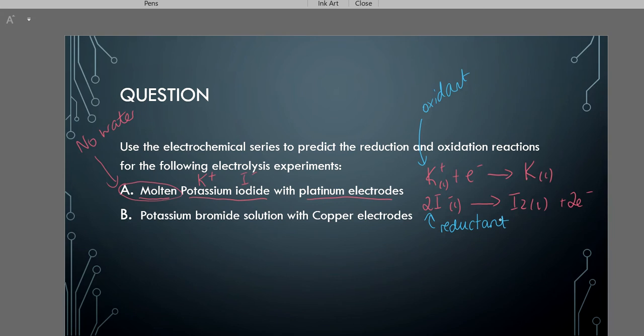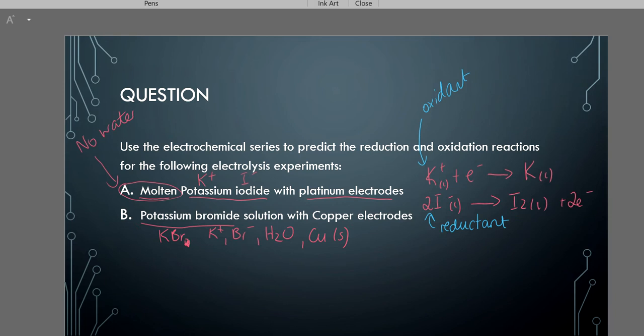Have a look at the next one: potassium bromide solution with copper electrodes. We have KBr solution, so we have potassium ions and bromide ions in a solution of water, and we also have copper solid because they're copper electrodes. It's important to make sure that you are clear on the states of the different substances you're looking at, because that will depend on which way we read this series.